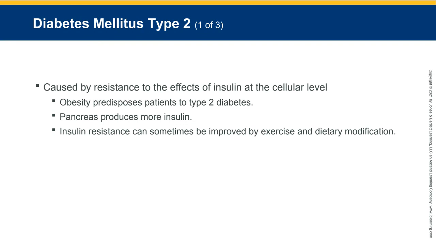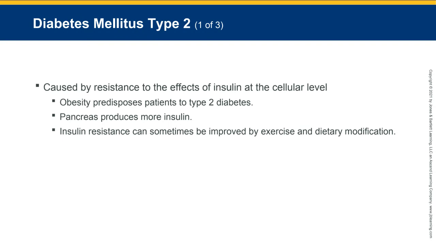Now let's look at your type 2 diabetic. So, diabetes mellitus type 2. Now remember, this is your patient that is producing insulin. However, the insulin might not be working effectively or it might not be sufficient. So it's caused by a resistance to the effects of insulin at the cellular level. Obesity predisposes patients to type 2 diabetes. And if you think about it, you would understand why.